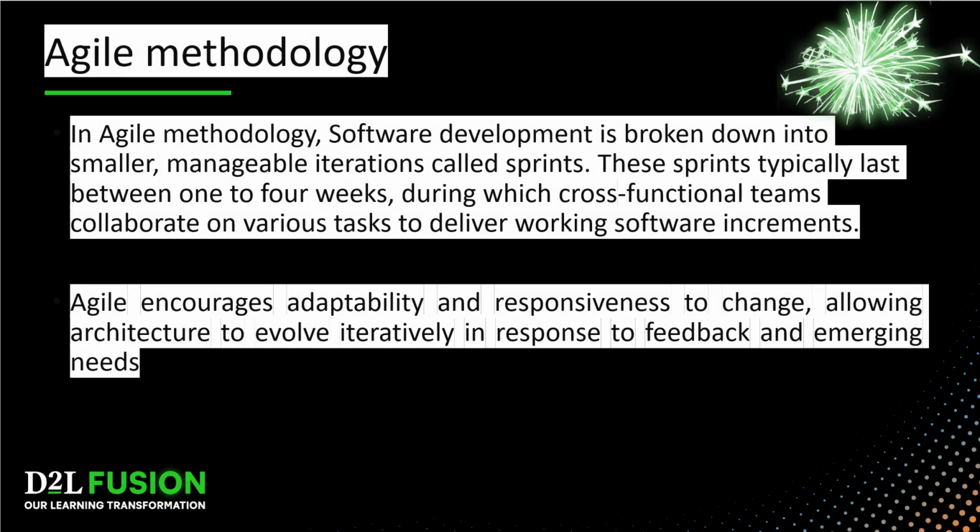So what is Agile methodology? It is nothing but software development broken down into smaller manageable iterations called sprints. These sprints typically last between 1 to 4 weeks, during which cross-functional teams collaborate on various tasks to deliver working software increments. It encourages adaptability and responsiveness to change, allowing architecture to evolve iteratively in response to feedback and emerging needs.